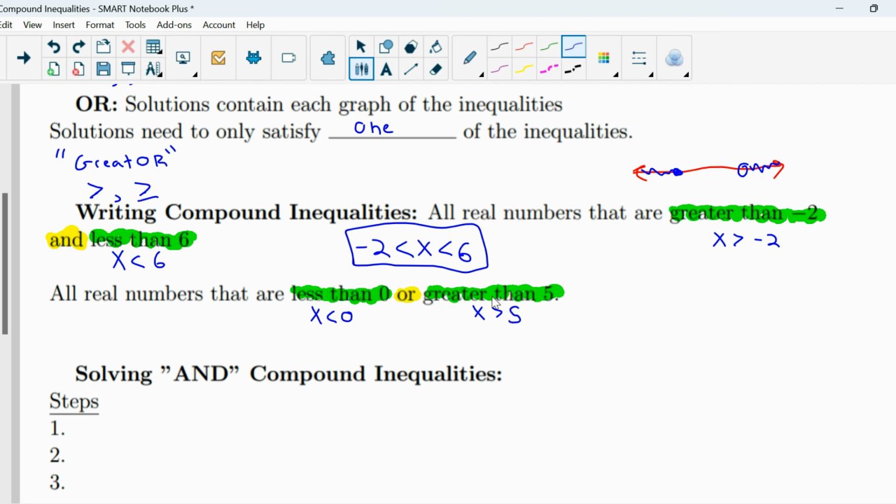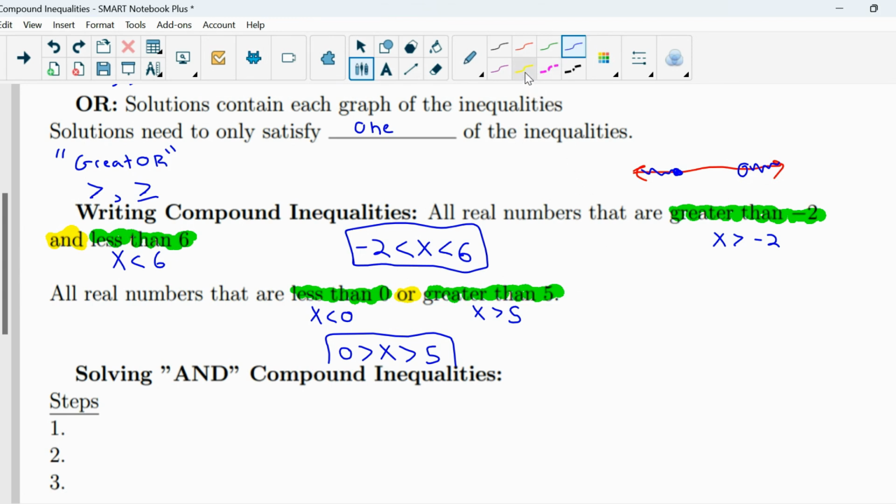So if we were to put these together and write them as a compound inequality, we have 0, which is the smaller of our two ends, which we know x is less than 0. Just make sure your inequality symbol is the same, the point being towards x, and we know that x is greater than 5. You'll notice that our OR compound inequality faces the opposite direction of our AND compound inequality.